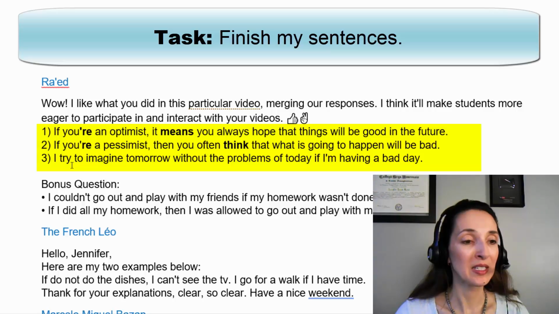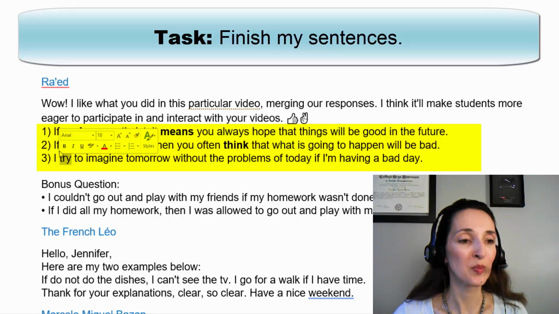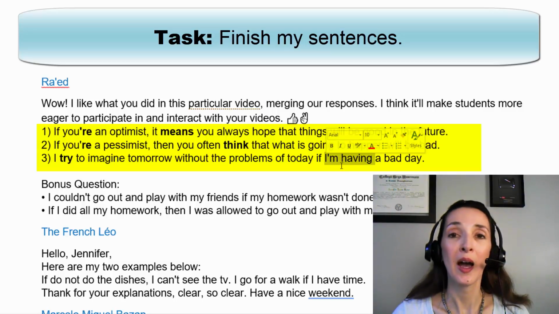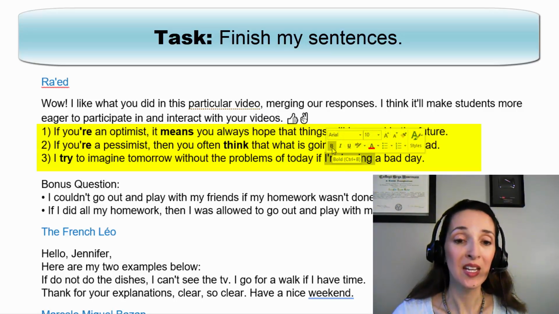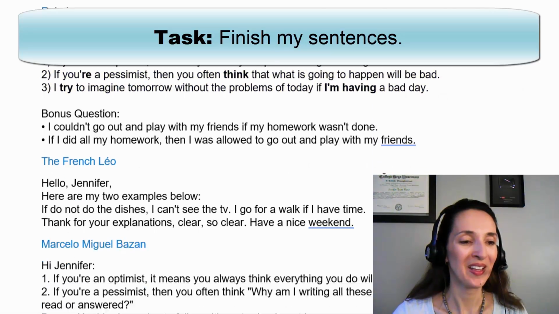And his last answer is, I try to imagine tomorrow without the problems of today if I'm having a bad day. I like that. That's a very good approach if you want to stay positive. Try is present tense, and of course I gave this to you. I'm having. It's present tense, but it's not the simple present, is it? I'm having is the present progressive. Okay, let's go on.